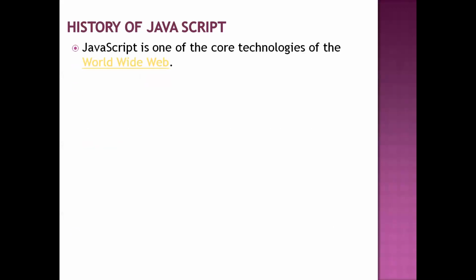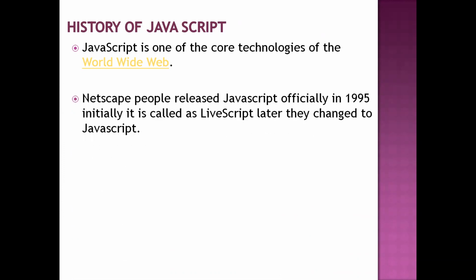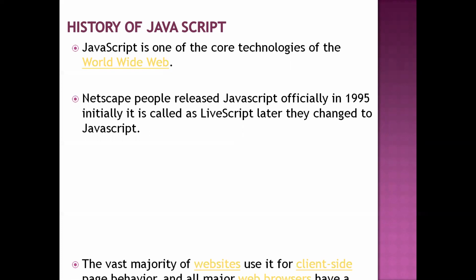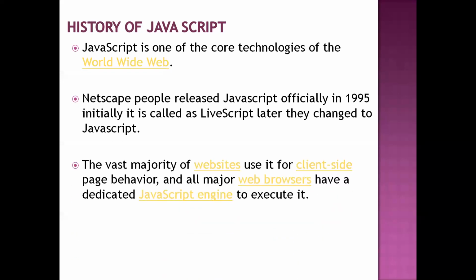First, see the history of JavaScript. JavaScript is one of the most popular languages for creating the World Wide Web. Along with HTML and CSS, we use JavaScript for creating web pages. Initially, JavaScript officially came into the market in the year 1995, and it was created by the Netscape people. Whenever it was released at that time, it was called LiveScript, but after some years, they renamed it as JavaScript. And this is one of the most important client-side programming languages for creating any website.